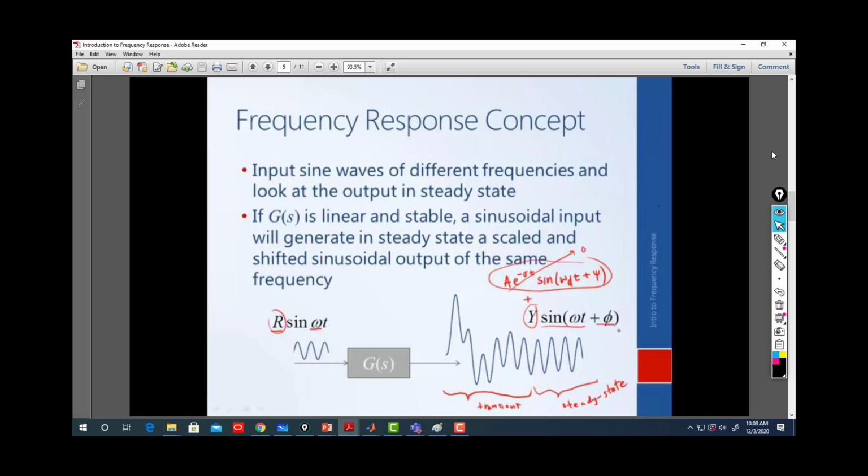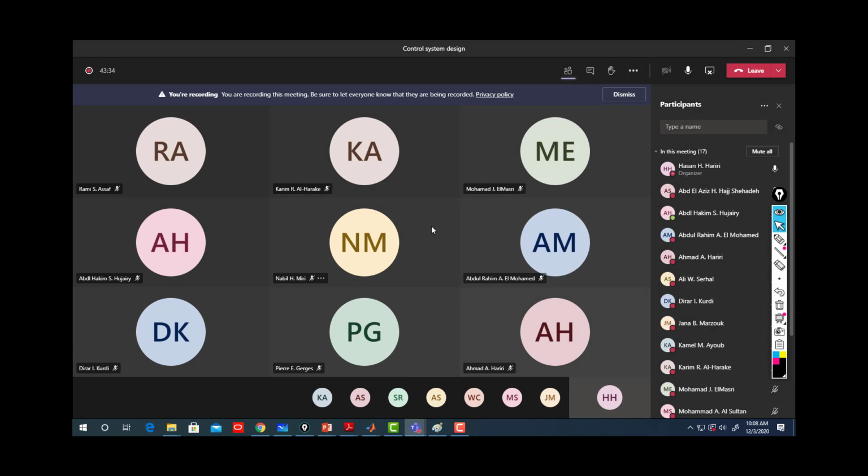Why in frequency response are we able to see the behavior of the system for any complex input? This is a question for you. Why do you think? I repeat the question: why do you think in frequency response I'm able to see how the system will behave for any complex input, which is not the case in the pole placement method, in time domain analysis?